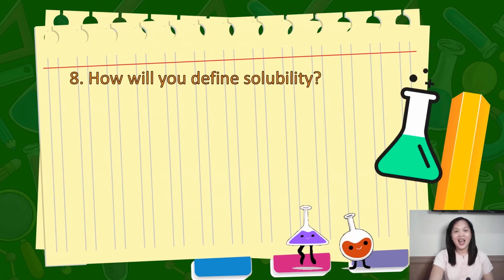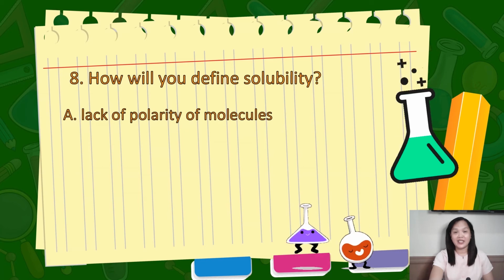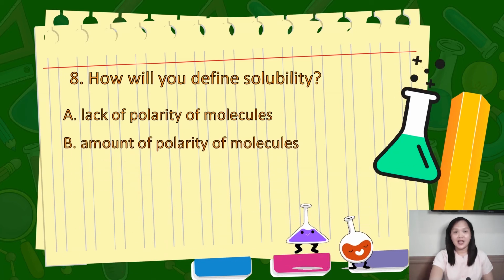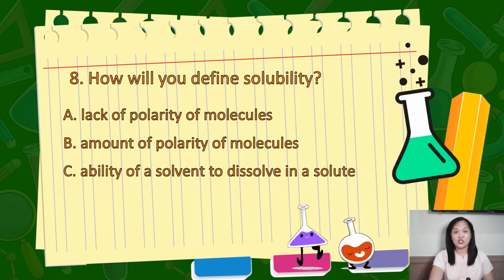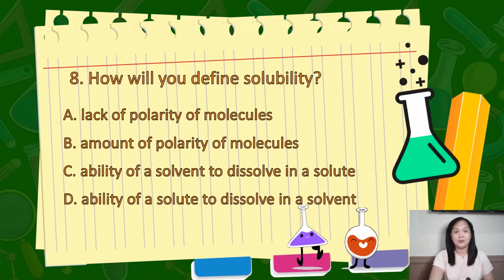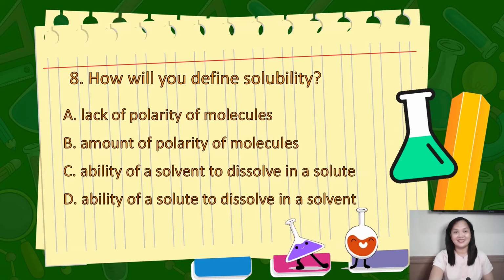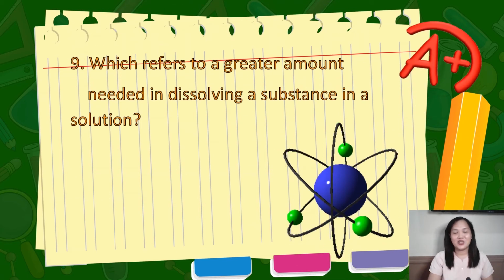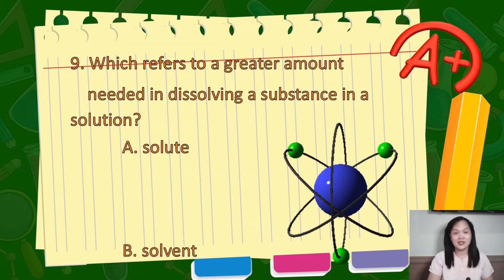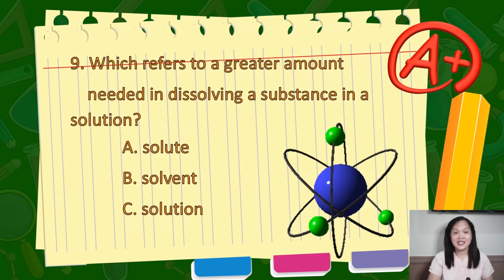Number 8. How will you define solubility? A. Lack of polarity of molecules. B. Amount of polarity of molecules. C. Ability of a solvent to dissolve in a solute. D. Ability of a solute to dissolve in a solvent. Number 9. Which refers to a greater amount needed in dissolving a substance in a solution? A. Solute. B. Solvent. C. Solution. D. Hydration.